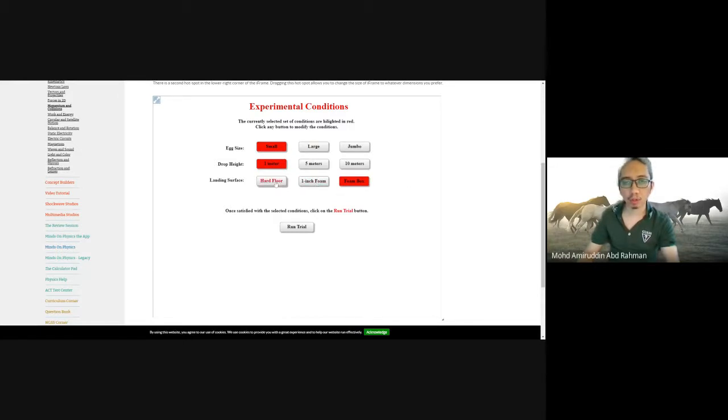And also, during the same time, you go to large, and then you can change that. I mean, the landing surface could be changed as well. So you have multiple possibilities to do the experiment, so you can do the observation on that.